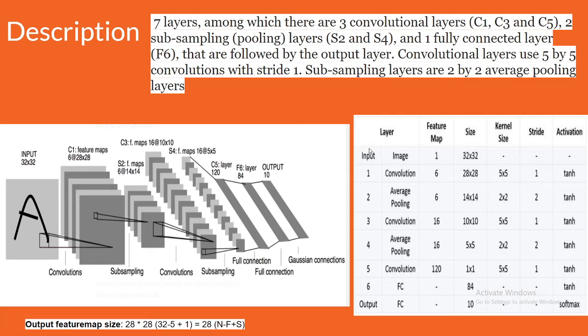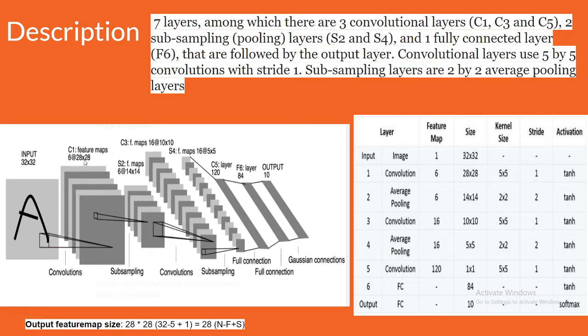As you can see from the table, the input image was 32 by 32. The feature map is 1, which means it is a gray color image, so we have only 2D data, right? If it had been color data, we would have used RGB, or three-dimensional data. So it is just a gray image, 32 by 32. This is the convolution layer C1. By applying six 5 by 5 kernels, we got six convolved features of 28 by 28.